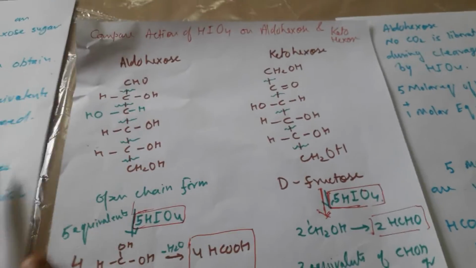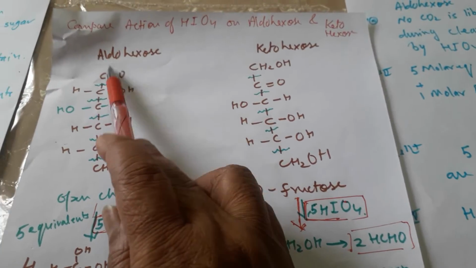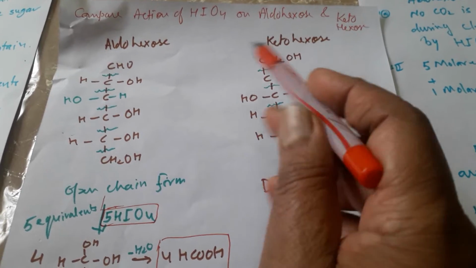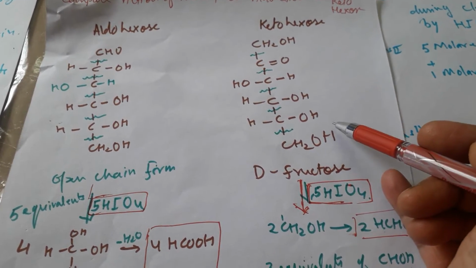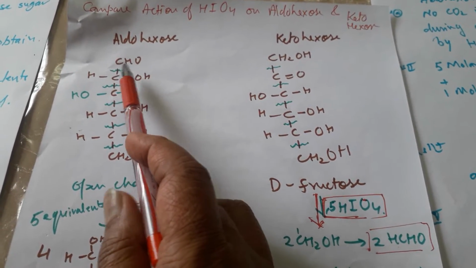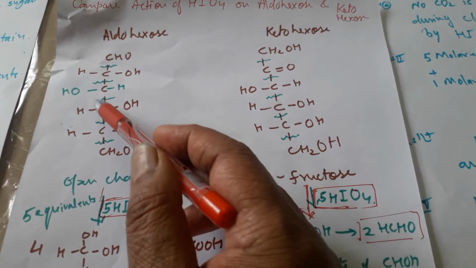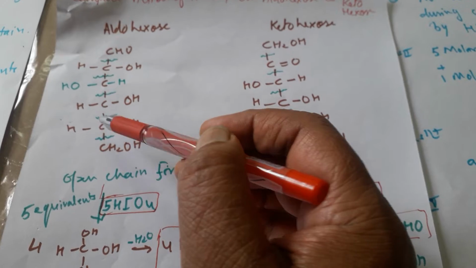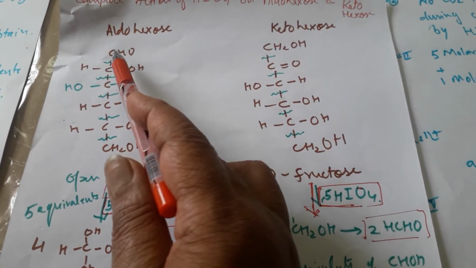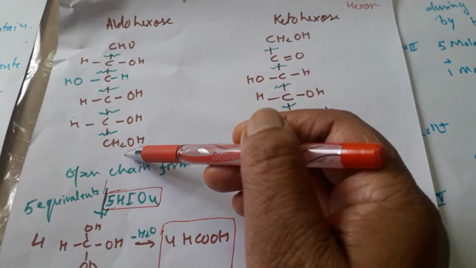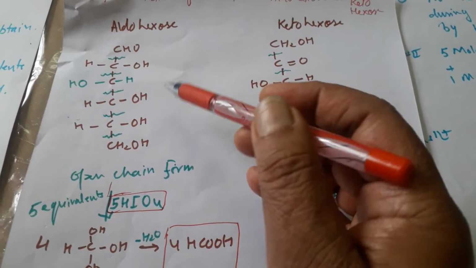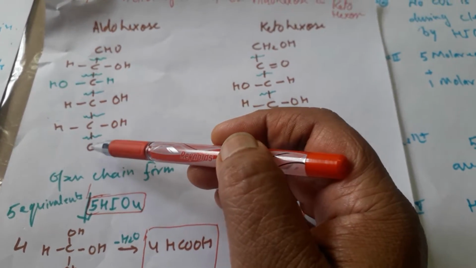So first of all, we have to draw aldohexose and ketohexose. This is glucose and this is fructose. First of all you have to draw like this: CHO on top, then CHOH, CHOH, CHOH, CHOH. Four CHOH you have to draw, and at the bottom there will be CH2OH. Clear? Four CHOH groups are in between.